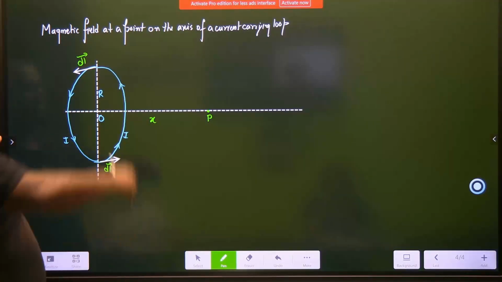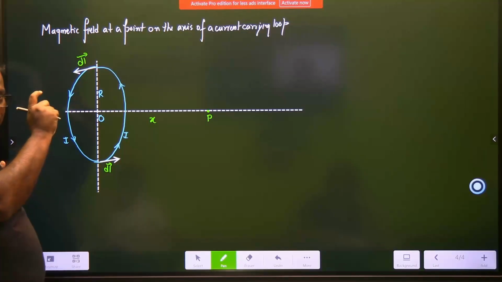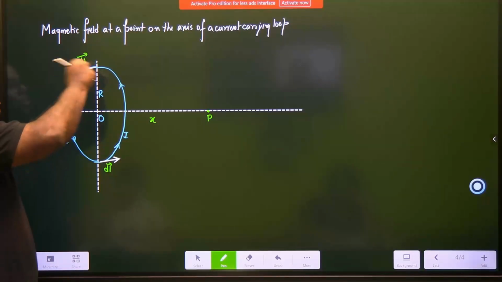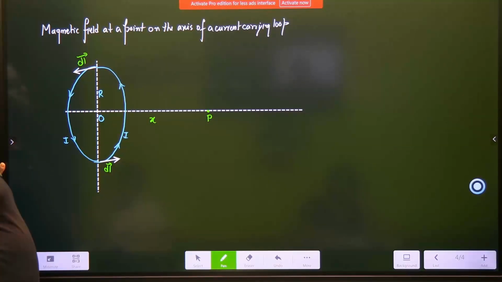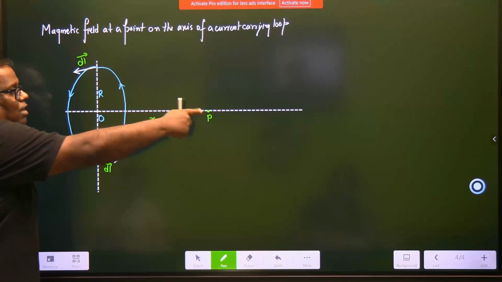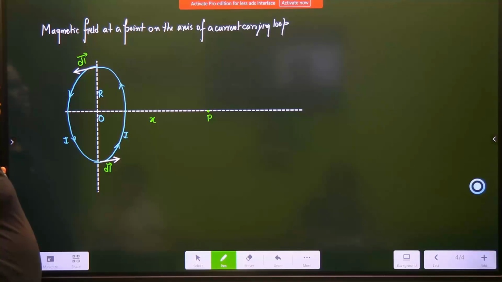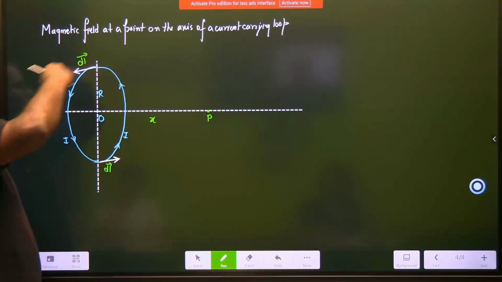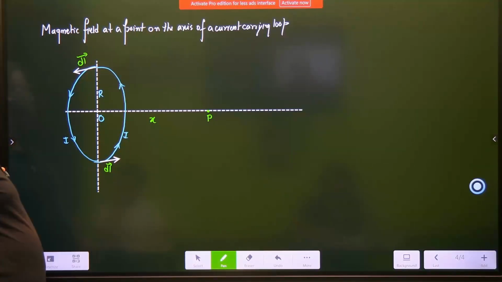We are going to break down this loop into small current elements, and DL is one such current element. And we are going to find out the contribution of DL to the magnetic field at P. And then if we integrate such DLs over a cyclic loop, we should be able to get the value of the magnetic field. Clear?